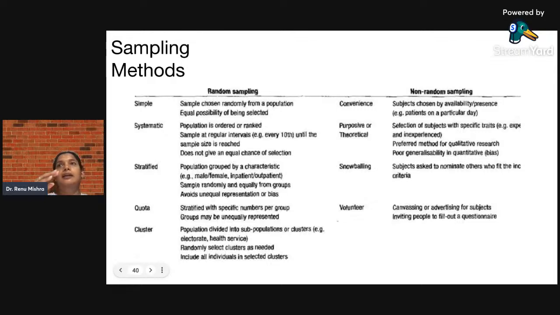Snowball sampling is when I tell you that I'm conducting a survey on product satisfaction, and if you have somebody who can be part of my study, please refer them to me. It's like the way a snowball keeps increasing in size as it rolls on the ice. You refer somebody, that person refers somebody else, and so it increases. Volunteering is when somebody himself or herself comes to you and says, I want to be part of your study.